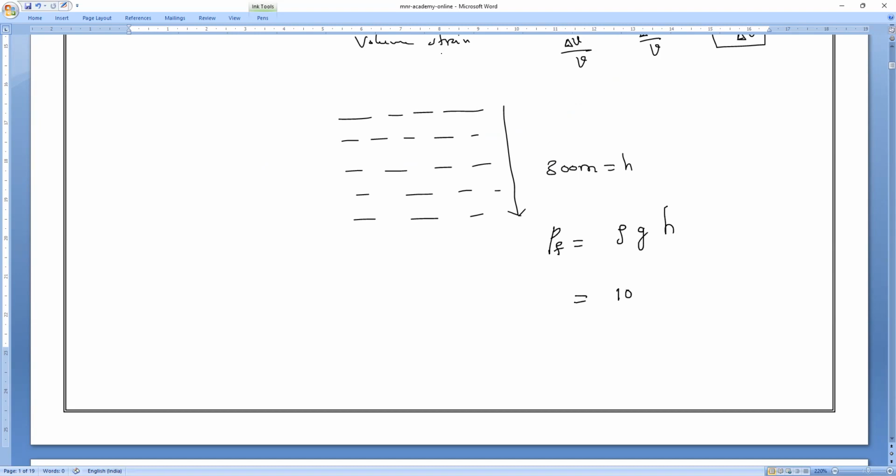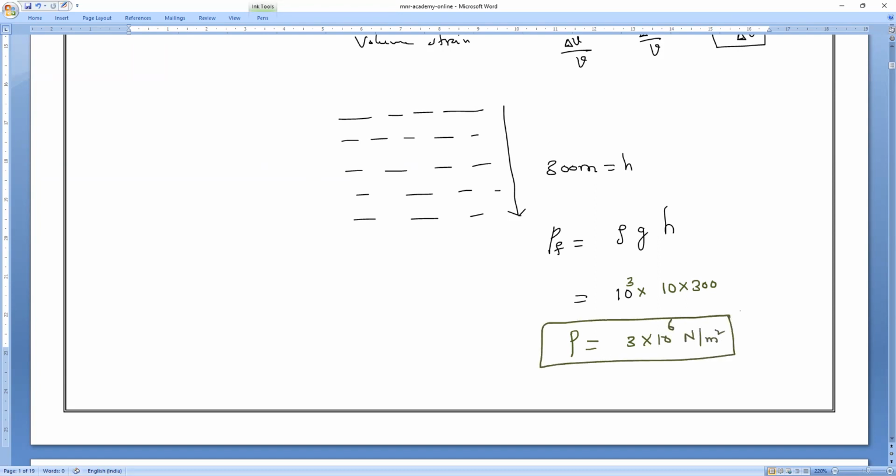What is the density of water? Given in the question, if you observe, you will notice it. What is the density of water? All of you: 10 power 3 kilogram per cubic meter. Next, what is the g value? 10. Into, what is the height? 300. Am I right? So pressure at the bottom is equal to 10 power 3 into 10 into 3 into 10 power 2, which is equal to 10 power 3 plus 3, how much? 6. Am I right? 3 into 10 power 6 Newton per square meter.